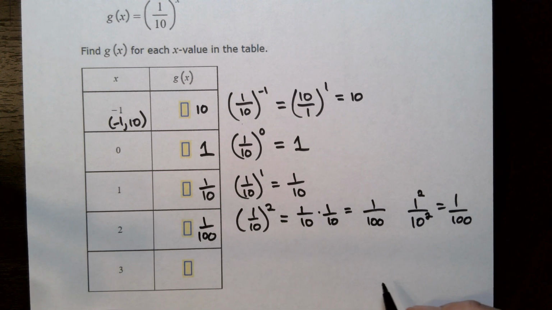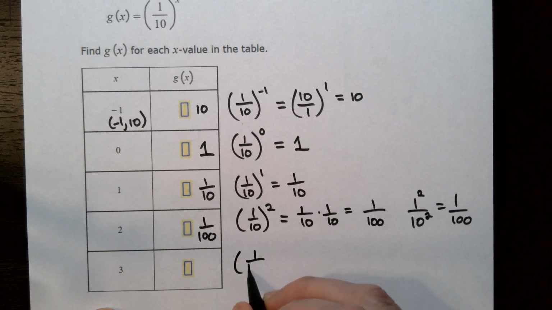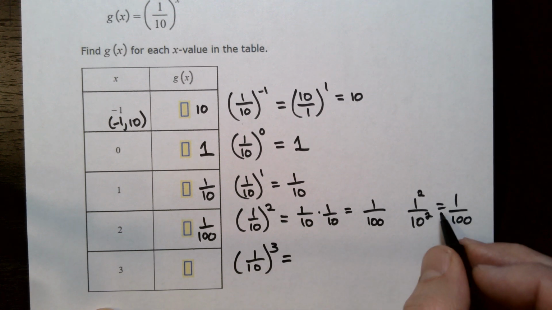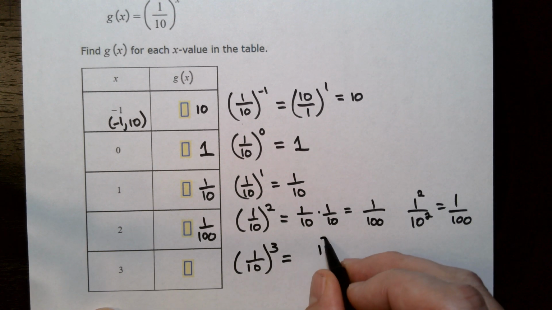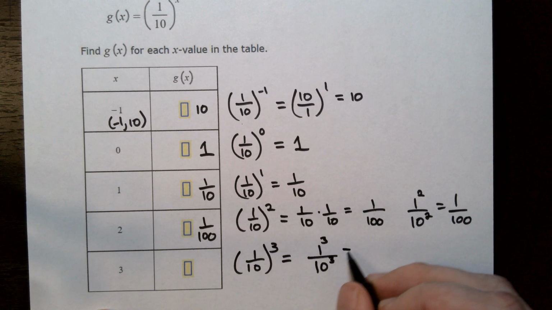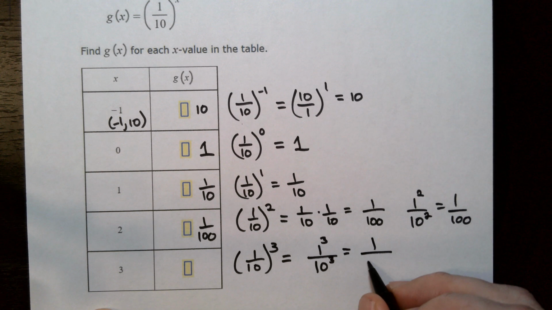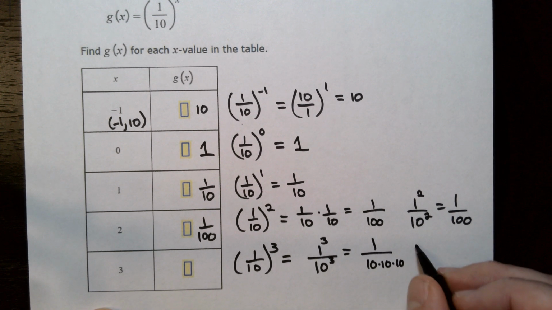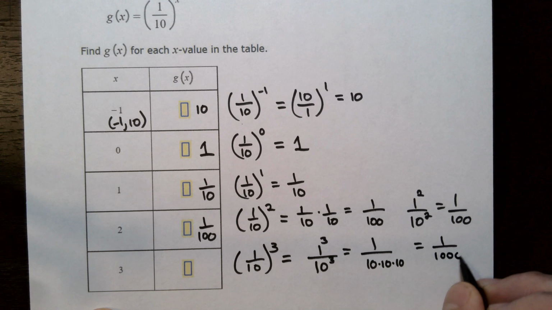And then our last one, 3. So 1 over 10 to the power of 3. I'll do it the exponent way. So it'll be 1 to the third. I'm distributing the exponent over 10 to the third. So 1 to the third is still 1. 10 to the third is 10 times 10 times 10, right? 10 times 10 is 100, times another 10 is 1,000. So 1 over 1,000.